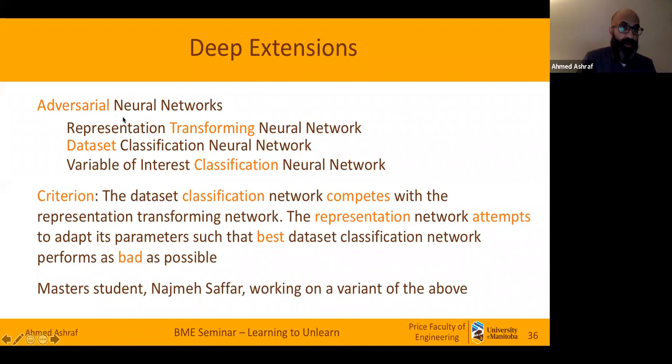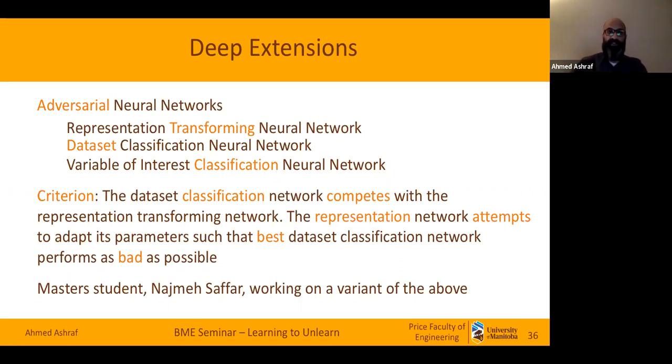And why are they called adversarial neural networks? Because the data classification network is actually competing with the other representation transformation network. The goal is that the parameters of the representation neural network should be changed in such a way that the best performing dataset classification network performs as badly as possible. So you're trying to make life as difficult as possible for the dataset classification network.